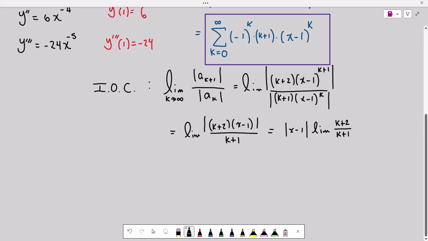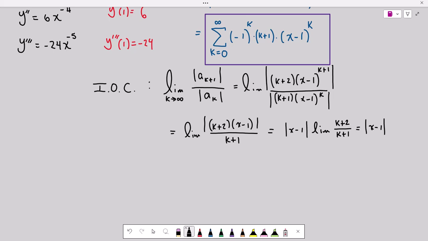We have 3 ways to do that limit. Use L'Hopital's: take the derivative of the top, get a 1, derivative of the bottom, get a 1. 1 over 1 is 1. Or divide by the highest power of k. Whatever. Cancel out the insignificant terms. Cancel out the k. Limit of 1 is 1. So we know that this limit here is 1. 1 times absolute x minus 1 is absolute x minus 1. So that is the value of the limit.